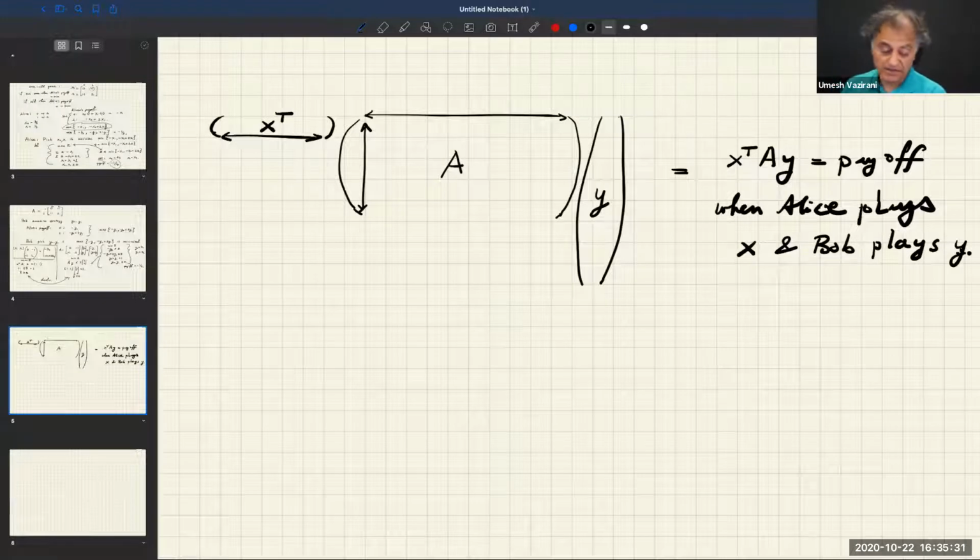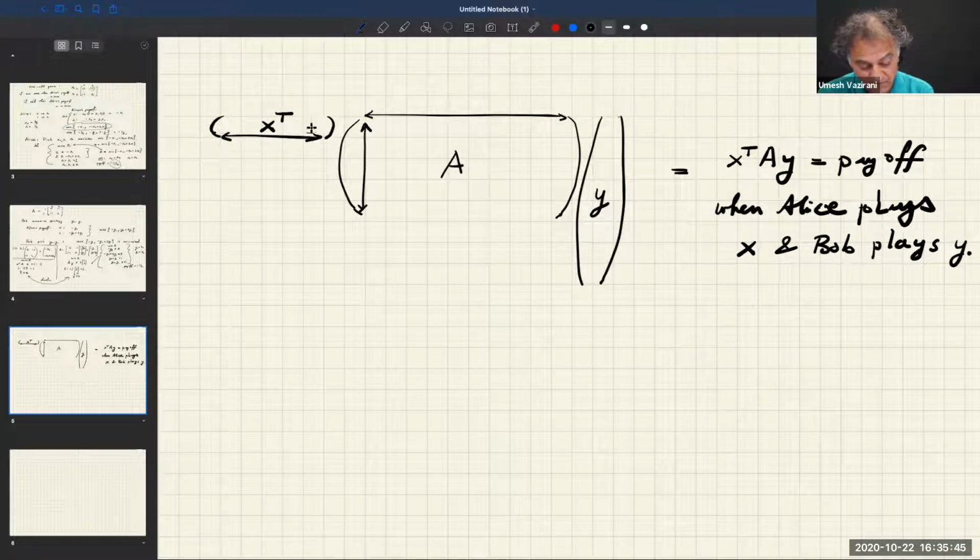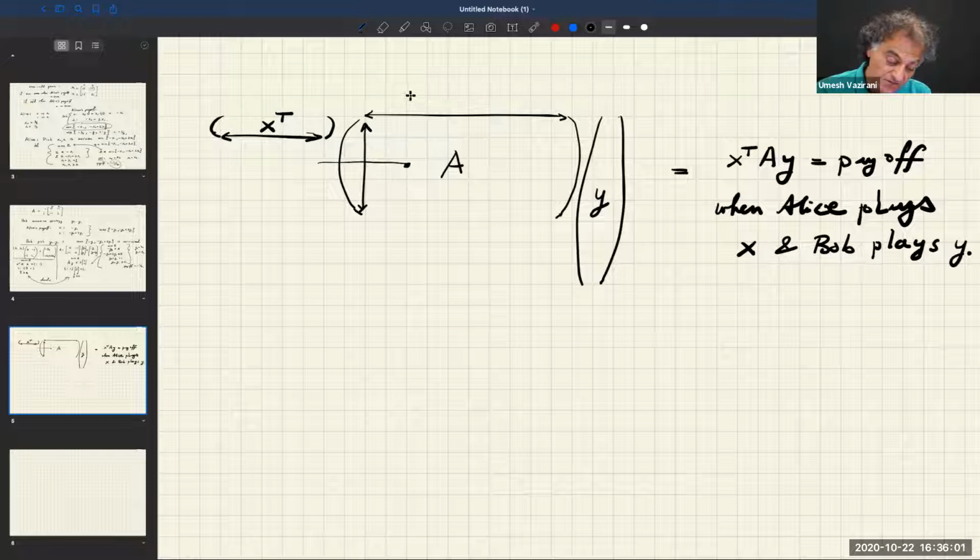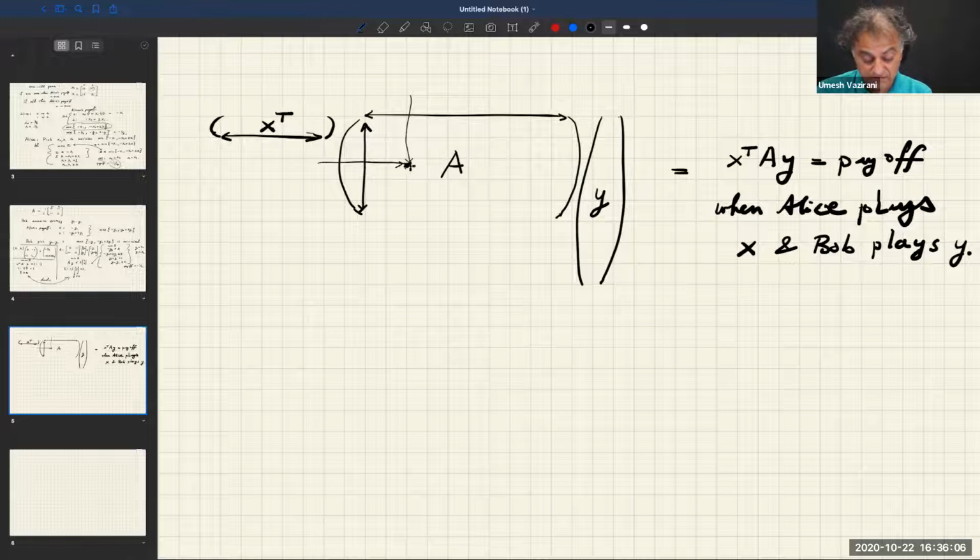In particular, if Alice happened to pick not a general probability distribution but one of the rows, so X was one of the basis vectors, with all entries 0 except one, and Bob picked a basis vector, then X transpose AY would just isolate a single entry of A. And that's exactly the payoff. Alice plays that row, Bob plays that column, and the payoff is exactly that entry, and that's X transpose AY.